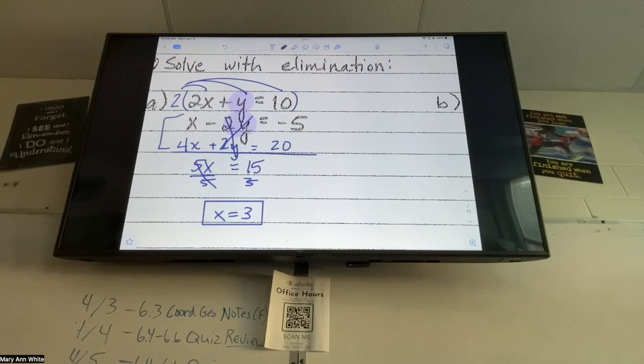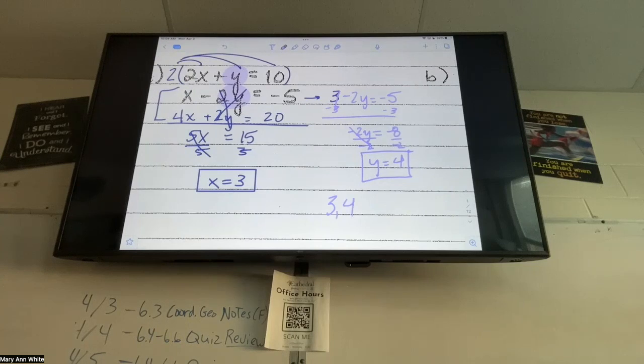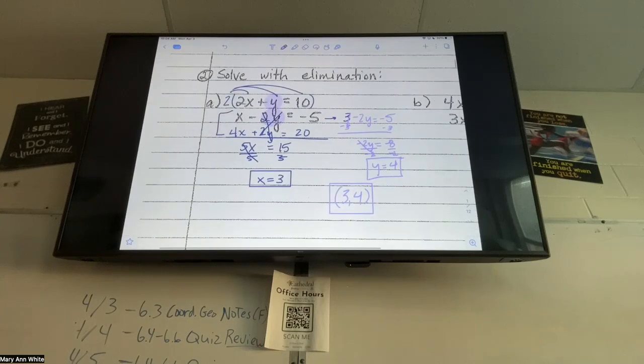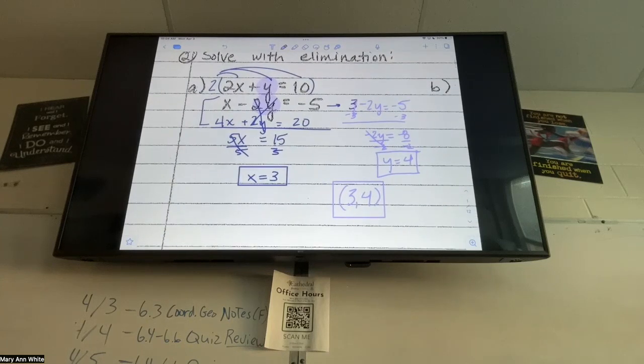I'm going to plug mine into the second one because that x is by itself. So it's going to be 3 and then minus 2y equals negative 5 minus 3. Negative 2y equals negative 8. Divide by negative 2, y equals 4. An ordered pair would be 3, 4. I'll do one more with you, and then I'll have you try 1 or 2 on your own. Does that sound good? Okay.